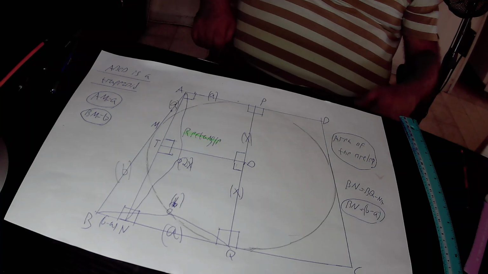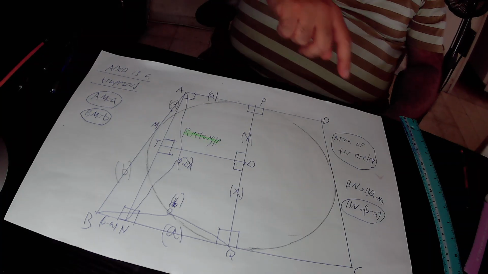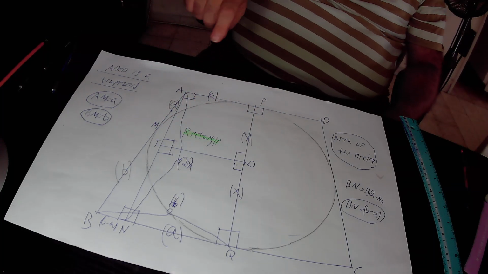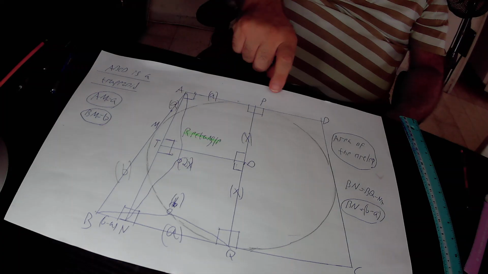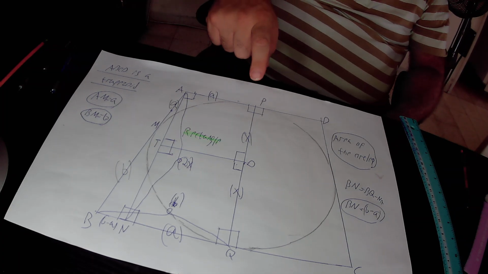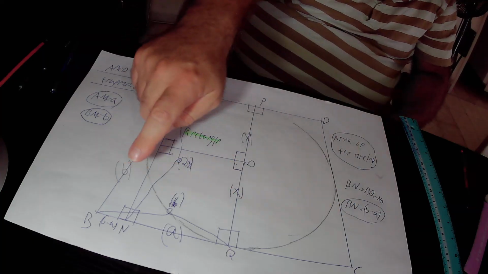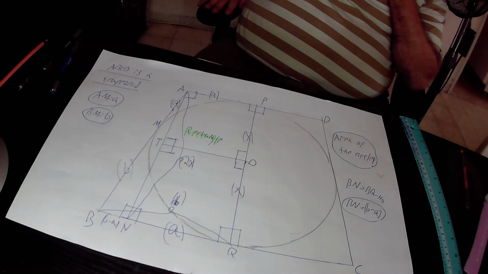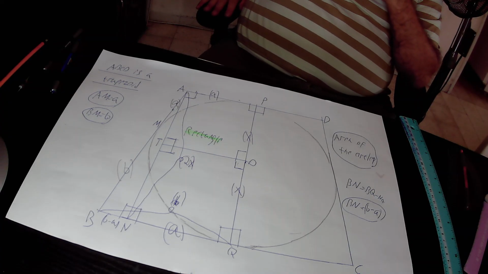So first of all, we define the center of this circle. This point is point O. We define the point of tangency of tangent AD with this circle. This point is point P. And finally, we define the point of tangency of tangent BC with this circle. This point is point Q. Here, we can implement rule 2.